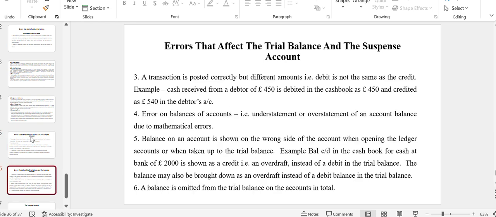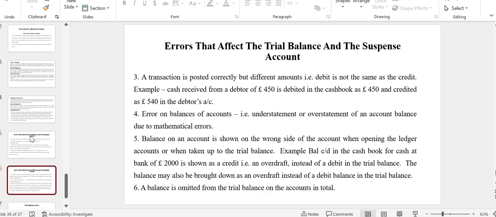The third one, a transaction is posted correctly but with a different amount. For example, you made credit sales to Peter worth 500. So you debit Peter with 500, but the sales account you credit with 600. So the amount should be the same for a transaction. For a particular transaction, the amount recorded in the ledger accounts should be the same. So this one means the amounts are different. The amount you've recorded in one account is different from the amount you've recorded in the other account.